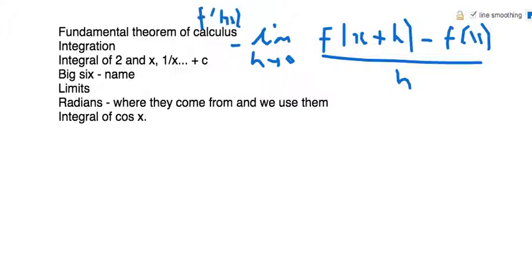So that's the equation. f dash of x is equal to the limit as h tends to 0 of f of x plus h minus f of x, over h. I know that's all letters and it's horrible, but like I said, all it's saying is that something's changed. What's the rate of it?